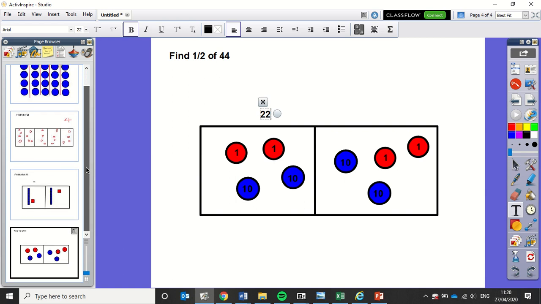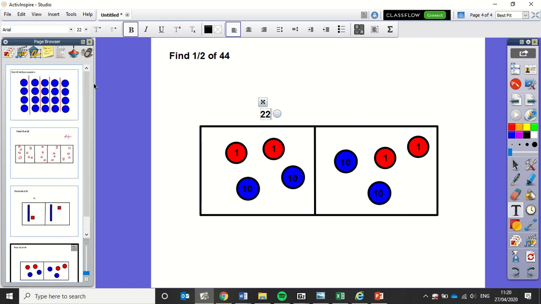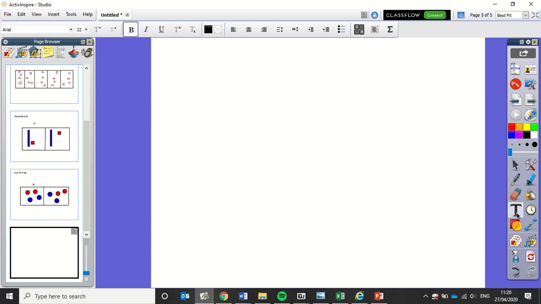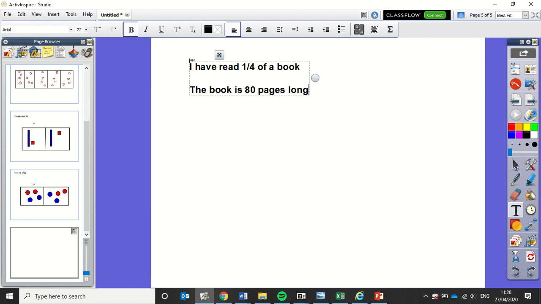And those are 4 different ways you can solve your answers today. There's also going to be some nice little problem questions for you to do. Those are nice and easy. Let's do one together. I might say to you, I have read 1/4 of a book. The book is 80 pages long. How many pages have I read?